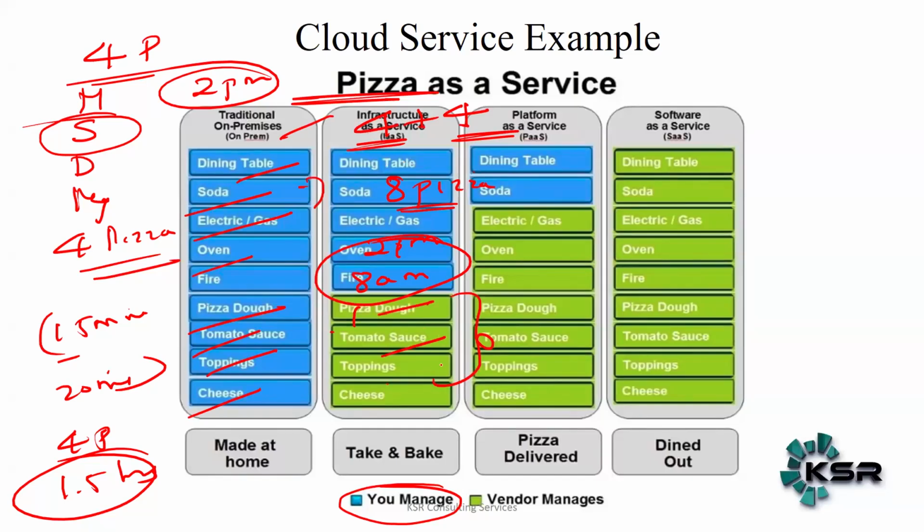The toppings or cheese, everything, I'll get from a vendor. Vendor means shop. I'll get it from the shop. So that's what I did.